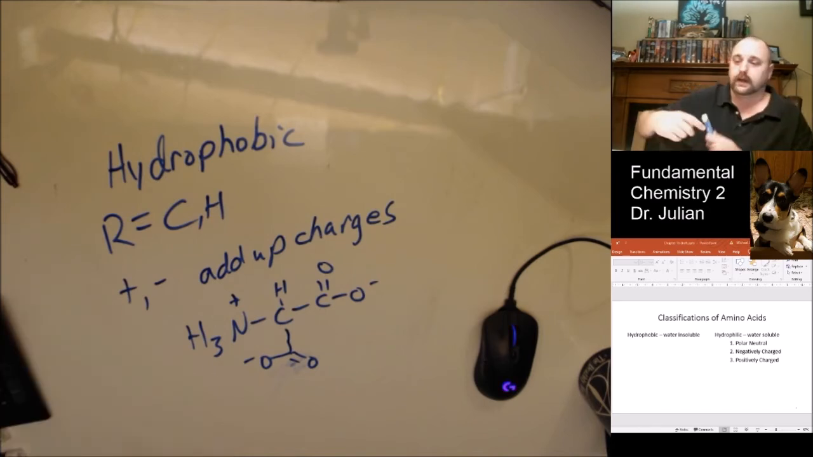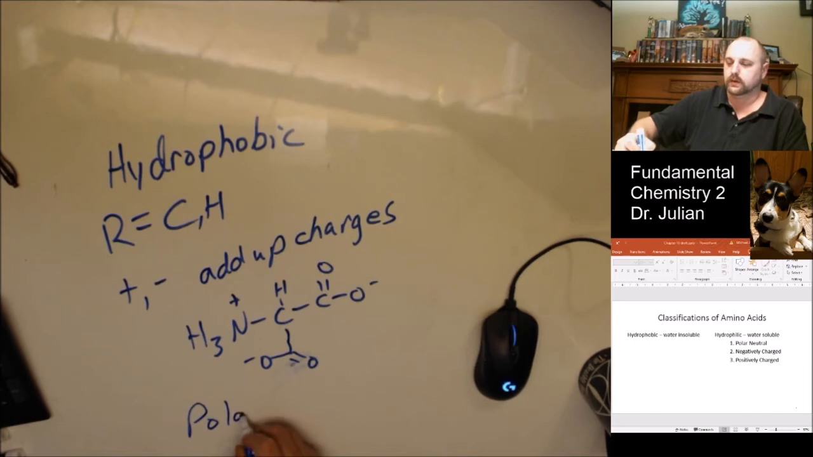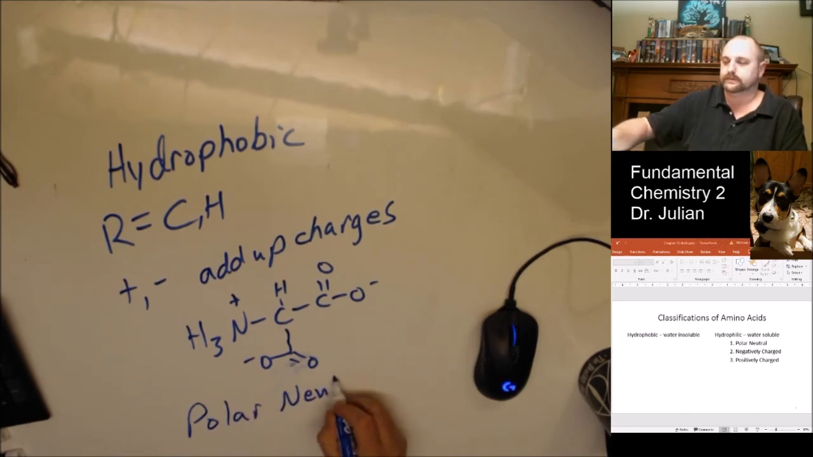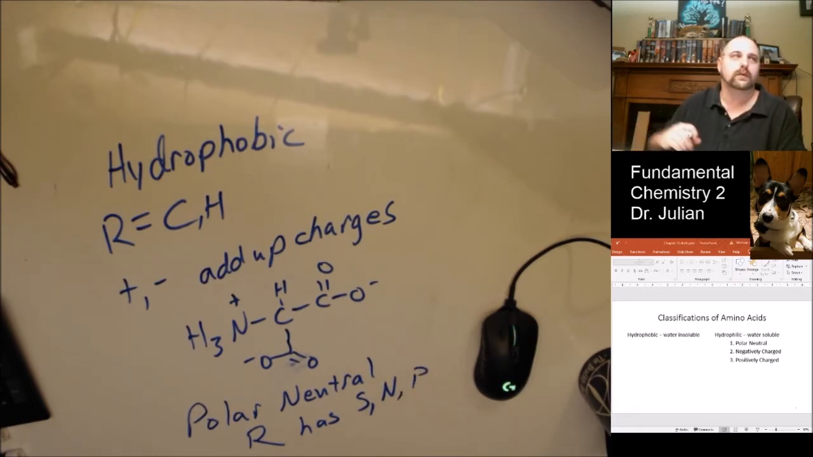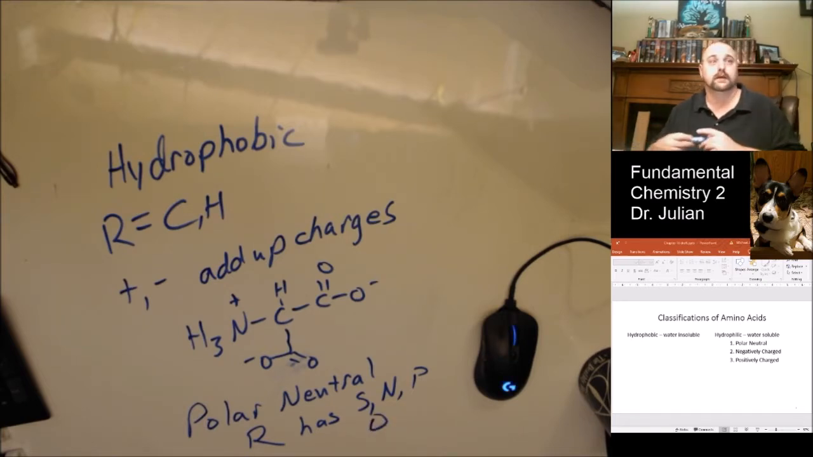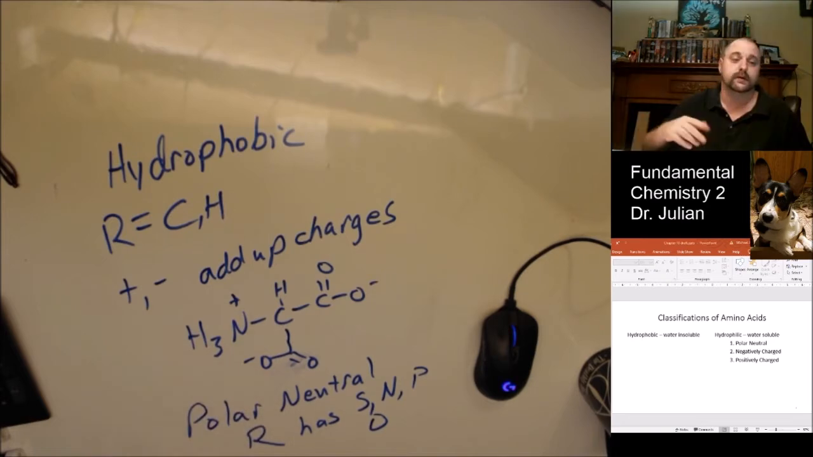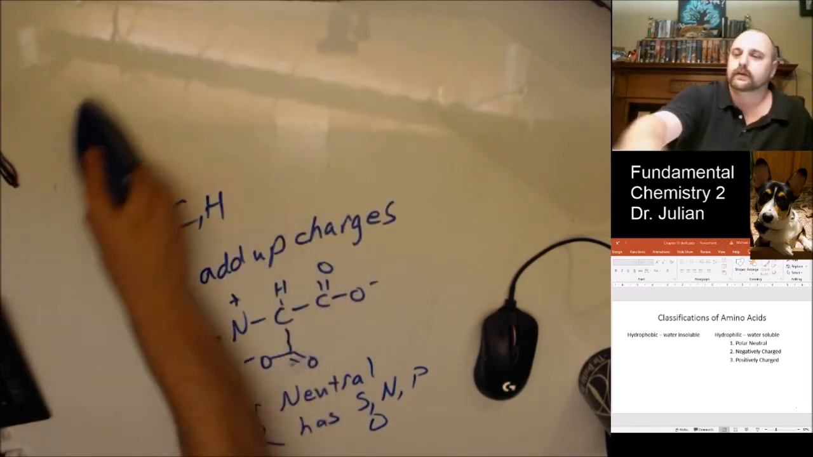Then our last category is polar neutral. And what are we looking for there? Well, R has S's and N's. And we won't see any, but if it had a P in it, phosphorus, anything besides carbon and hydrogen. So we're looking for oxygens in there, anything that's not just carbons and hydrogens. Alright?